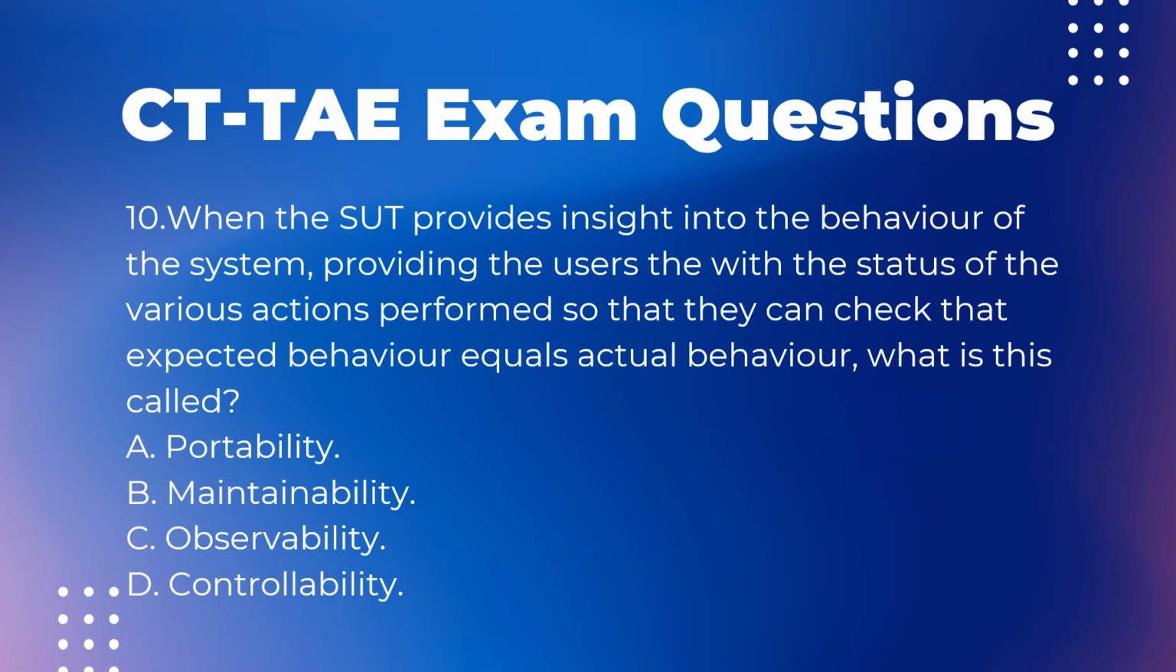10. When the SUT provides insight into the behavior of the system, providing the users with the status of the various actions performed so that they can check that expected behavior equals actual behavior, what is this called? A. Portability. B. Maintainability. C. Observability. D. Controllability.